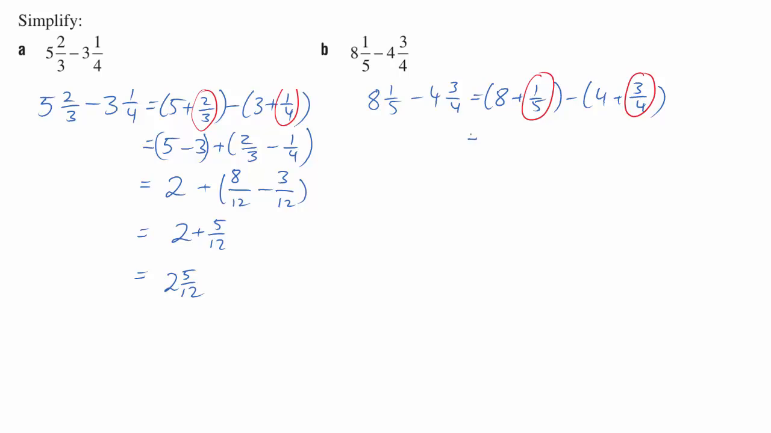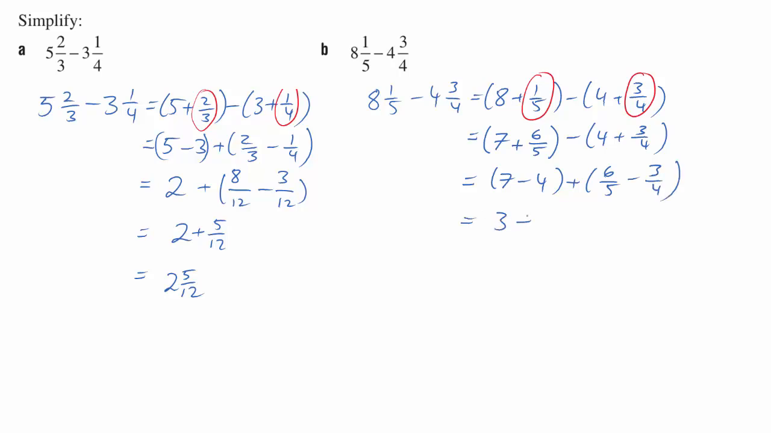So what we're going to do is borrow. We're going to write 8 and 1/5 as 7 plus 1 1/5, or 6/5. So we're forcing the first fraction to be bigger. Once we've got that, we can write it as 7 minus 4 plus 6 over 5 minus 3 over 4. 7 minus 4 is 3.